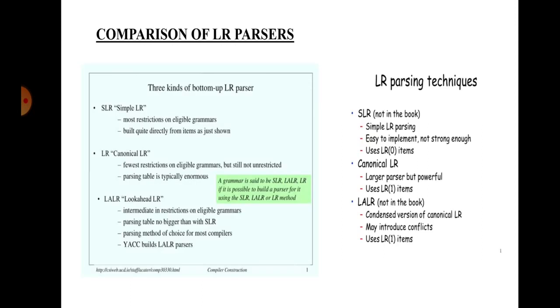The last topic is the comparison of all LR parsers. LR parsing is bottom-up parsing. There are three parsers: SLR, simple LR; LALR, look-ahead LR; and CLR, canonical LR. Comparatively, CLR is more powerful than the other parsers. SLR and LALR are less powerful than CLR. CLR, canonical LR, is the most powerful parser, and YACC is mainly used to construct the LALR parser.